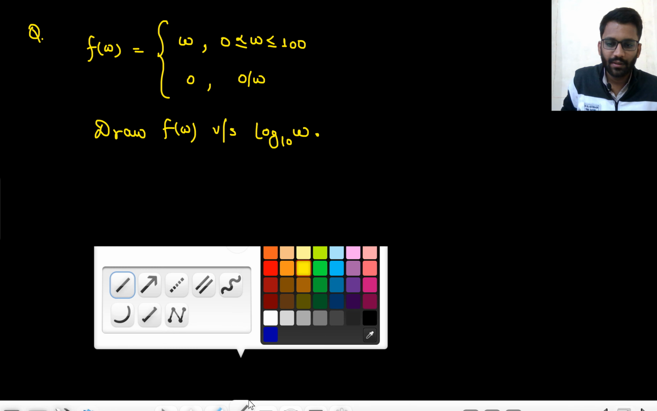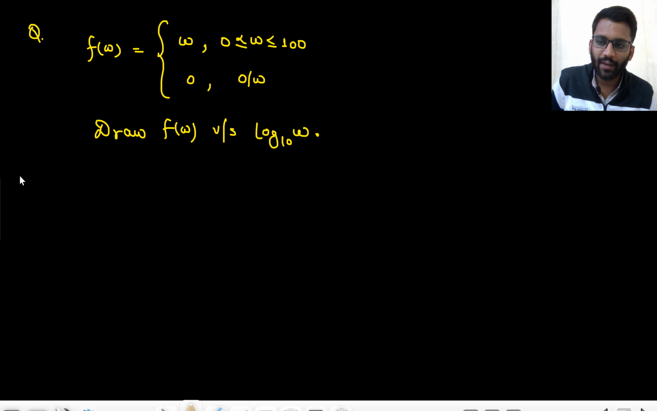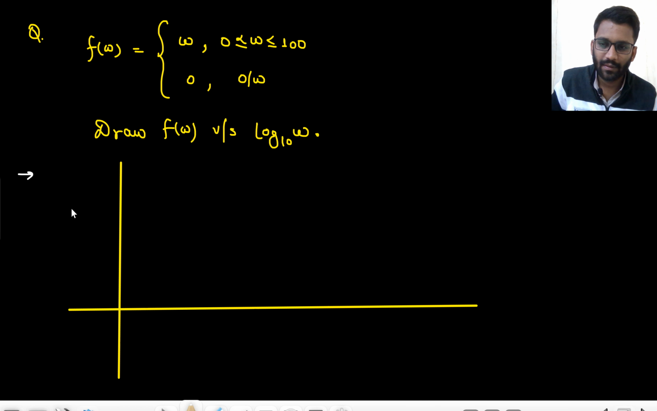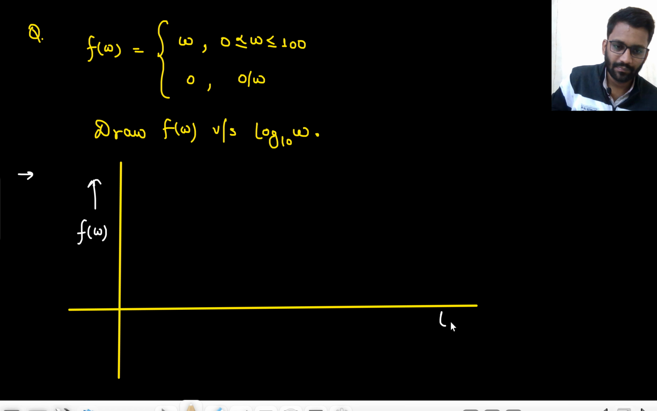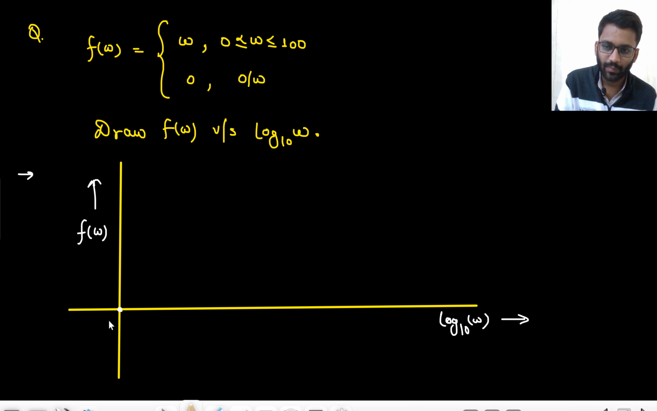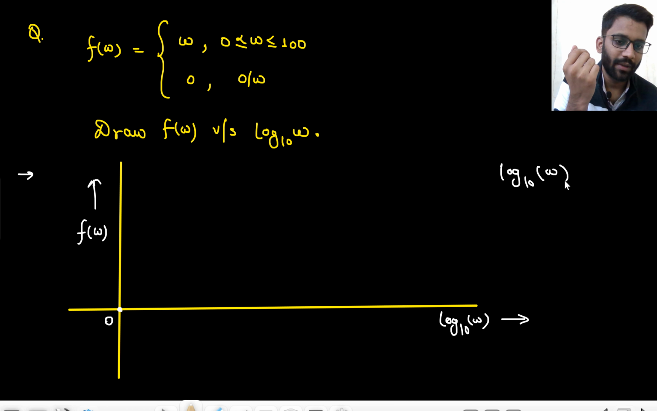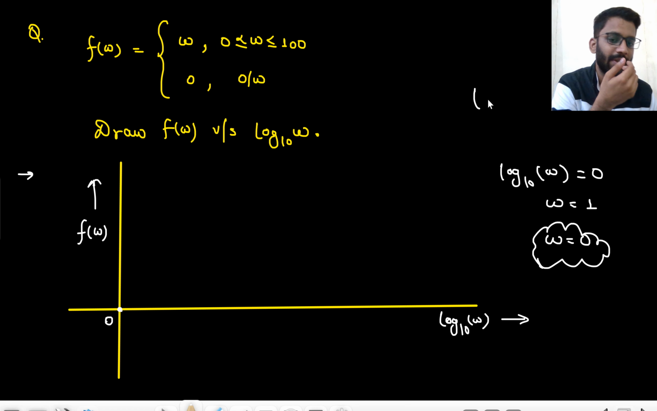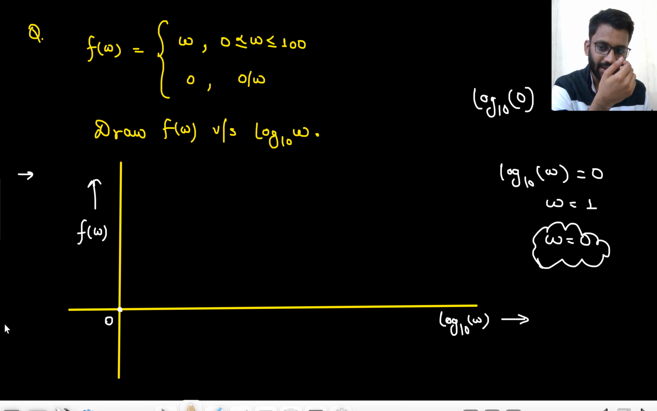Now, the next question is, we are doing it on a log scale. Okay. So, what you need to plot? Nothing different. F of omega versus log tan omega. Okay, so this is omega equals to 0, right? Now values we are putting is of log tan omega. So let's just assume if I put log tan omega equals to 0, then what will be the value of omega? Omega will be 1, right? So log tan omega equals to 0, that means omega equals to 1. But we have to start from omega equals to 0, right? We have to start from omega equals to 0, that means what will be the value of log tan 0 then? Minus infinity. That means we will be starting from here.